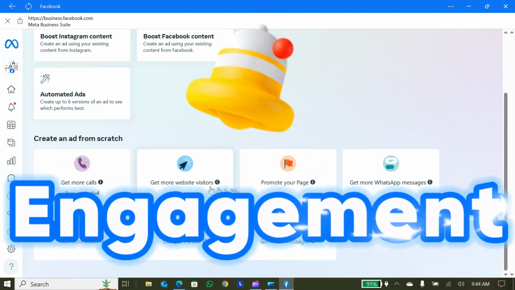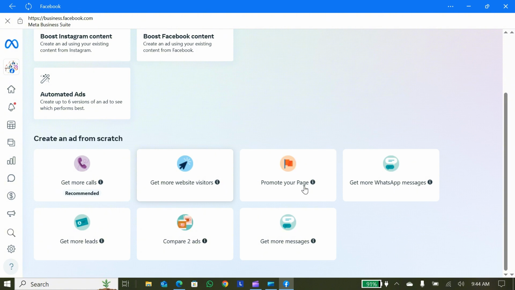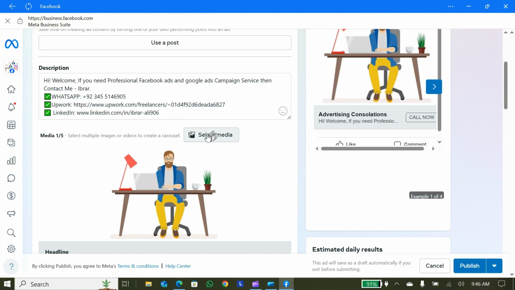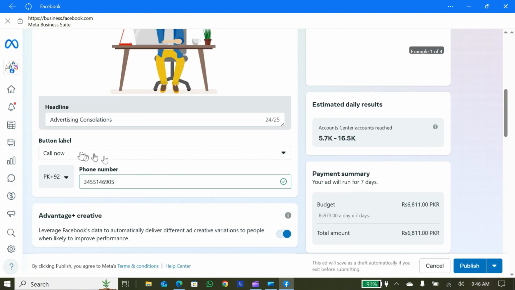Engagement is our third objective. Use this when you want people to interact with your post, like, share, and comment. It's also great for promoting events or offers. For example, if you are running a contest and you want more likes and shares, the engagement objective is your goal.